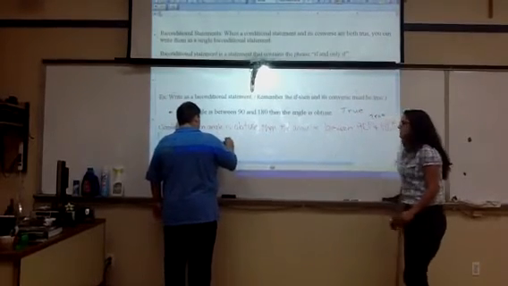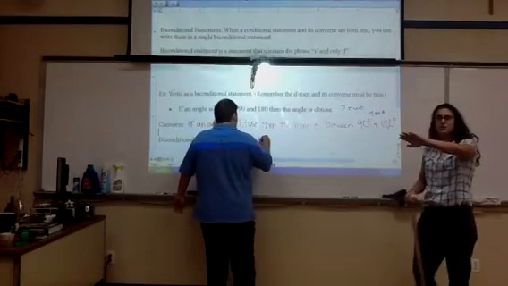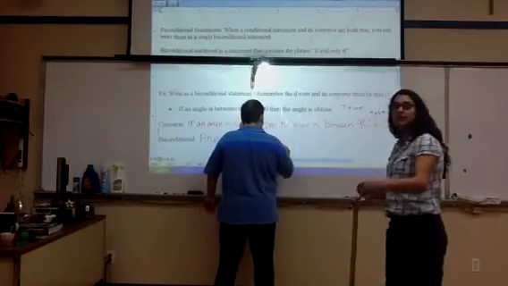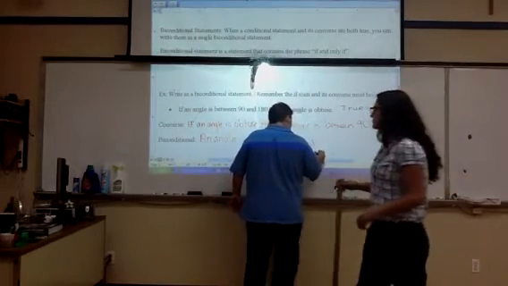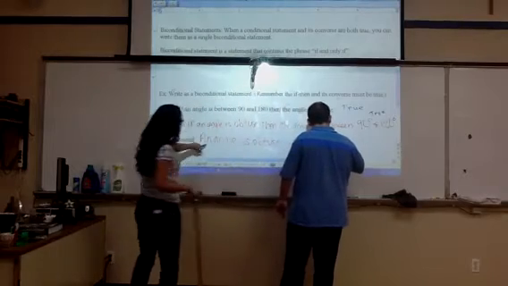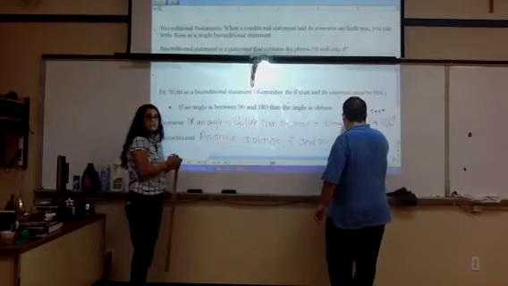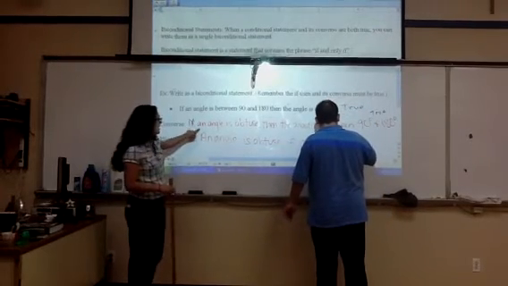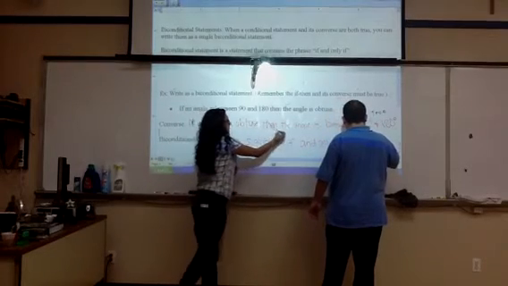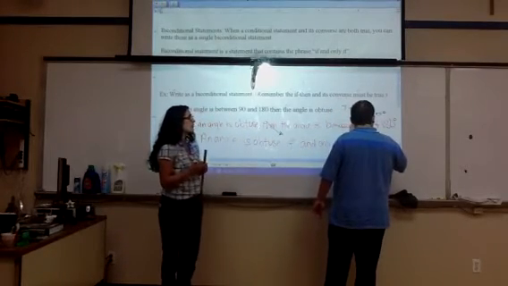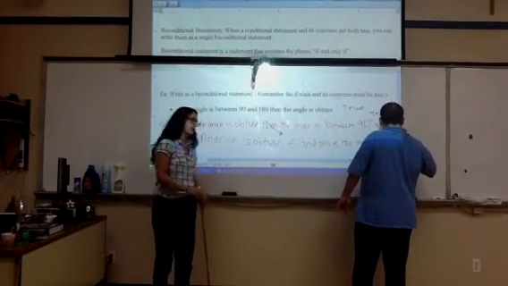So an angle is obtuse. We dropped the if and replaced the then with if and only if. That's called a biconditional. So we drop the if again from the converse when we're writing this biconditional. An angle is obtuse, and I'm replacing the then with if and only if the angle is in between 90 and 180.